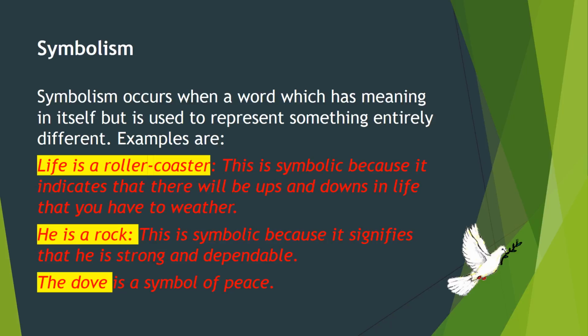So if you could see, he's a rock. It shows that he's strong and dependable. They could ask you why the author used this phrase to describe the character. You have to explain what rock means first: strong and unbreakable. So this symbolizes that the character is strong and a dependable person.